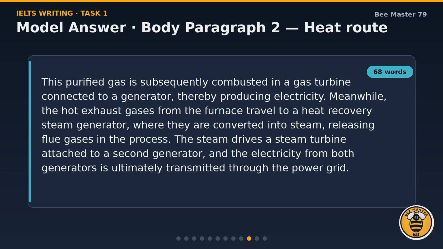Body 2. This purified gas is subsequently combusted in a gas turbine connected to a generator, thereby producing electricity. Meanwhile, the hot exhaust gases from the furnace travel to a heat recovery steam generator, where they are converted into steam, releasing flue gases in the process. The steam drives a steam turbine attached to a second generator, and the electricity from both generators is ultimately transmitted through the power grid.